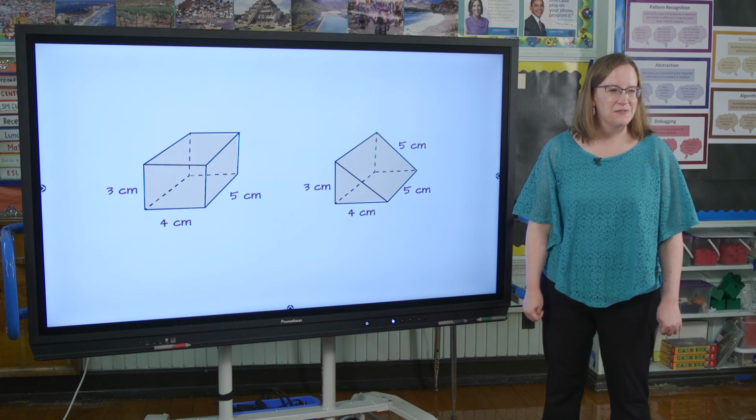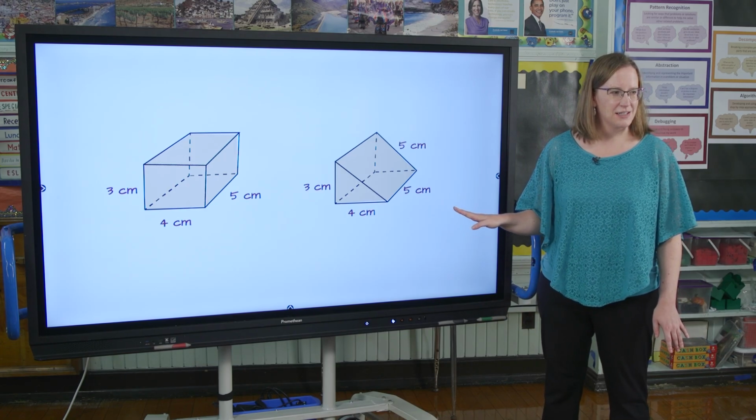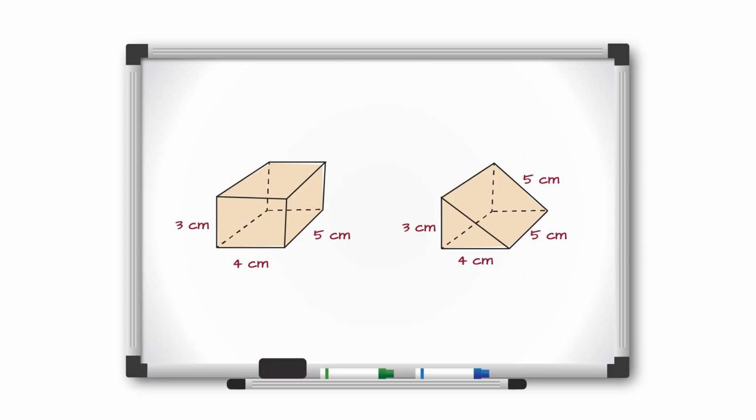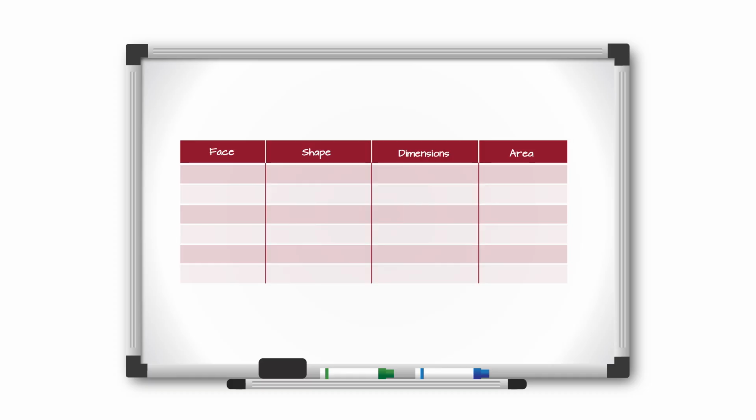I know you're all working on finding the surface areas of these boxes, and I want to share a strategy I saw one group using to organize their work. So this group is using a table to write down information about the faces. So for each face, they're writing down its shape, its dimensions, and then also its area. So for example, for the bottom face of that rectangular prism, they wrote down that it's a rectangle and its dimensions are 4 centimeters by 5 centimeters, and then the area is 20 square centimeters.